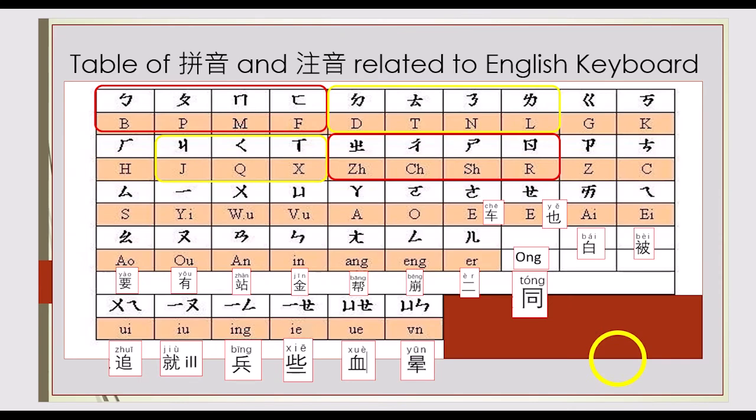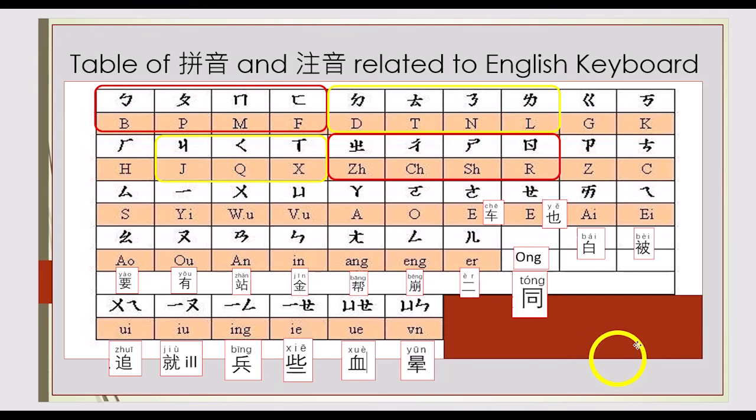This table is very complicated at first, but if you want to learn Putonghua or 国语, you have to learn this pronunciation system. This is the pronunciation system of Chinese characters: how to pronounce one character in Chinese, Mandarin or Putonghua. Of course, not in Cantonese. Cantonese is a very different animal. So you concentrate on the Putonghua pronunciation.